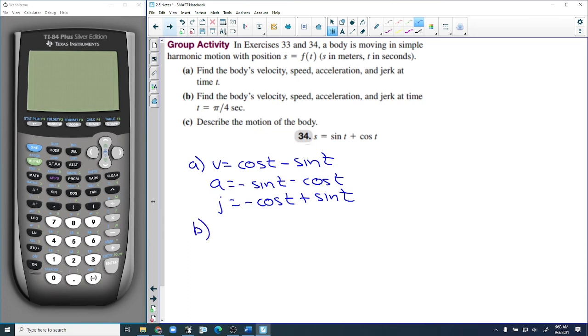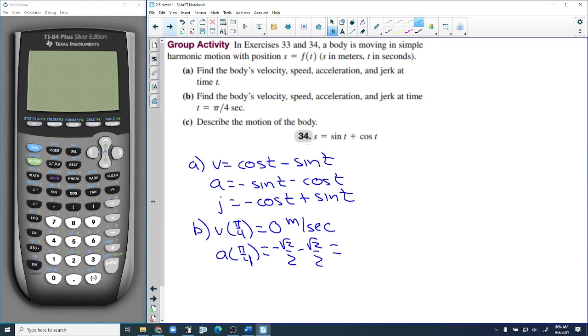B, find the body's velocity, speed, acceleration at time pi over 4. So velocity at pi over 4 is square root of 2 over 2 minus square root of 2 over 2, which is 0. 0 meters per second. Acceleration at pi over 4 is negative square root of 2 over 2 minus square root of 2 over 2.